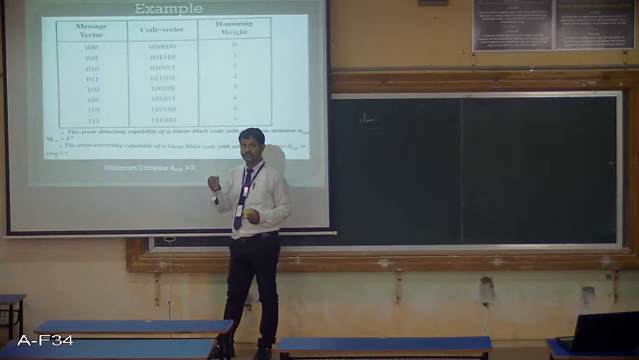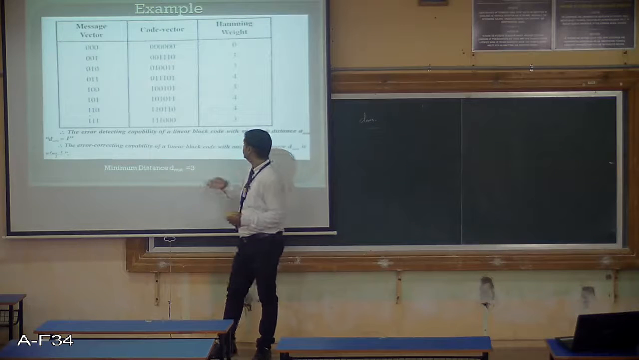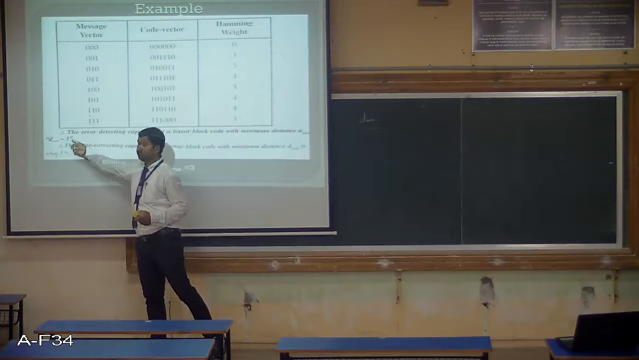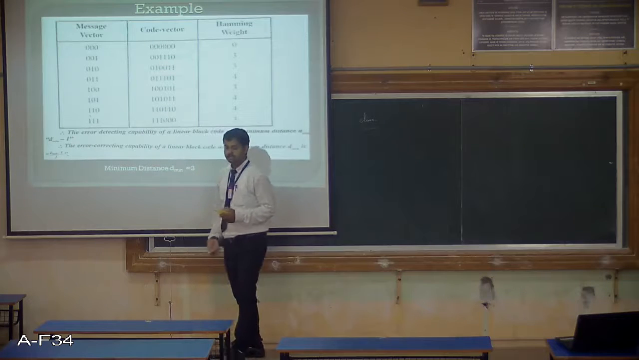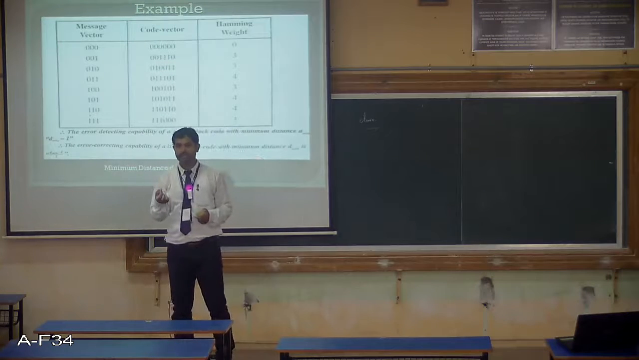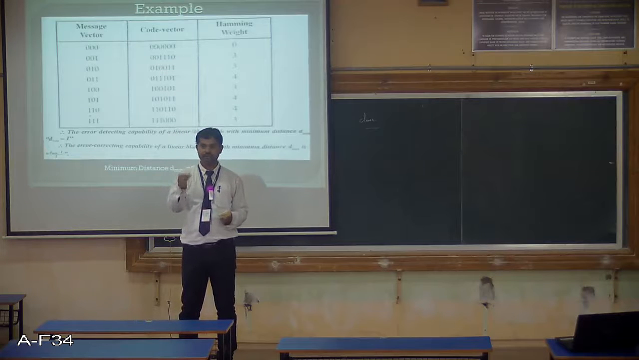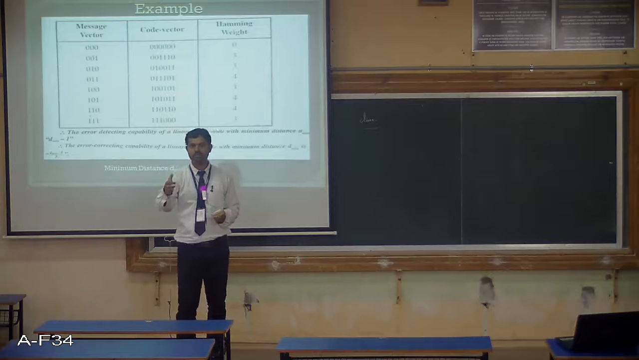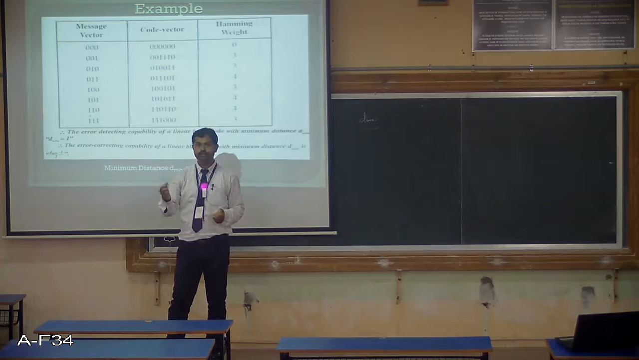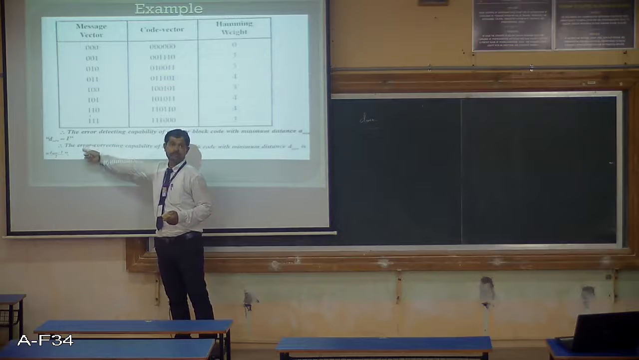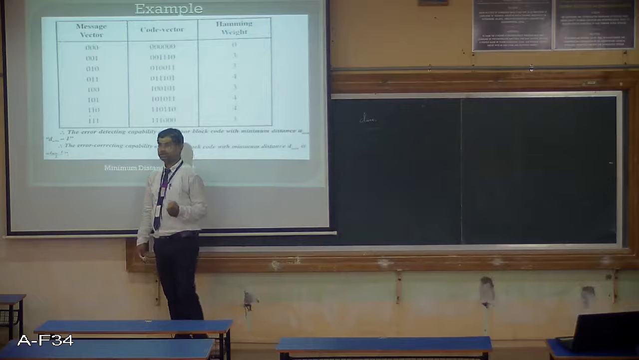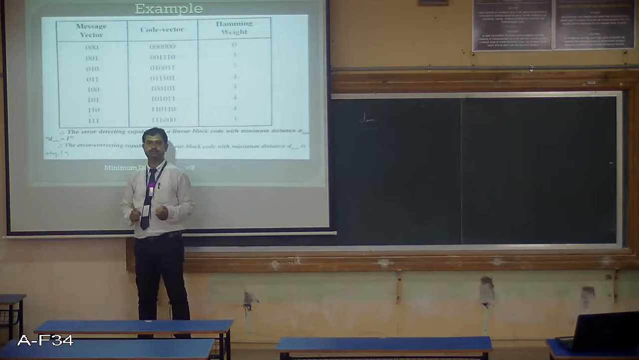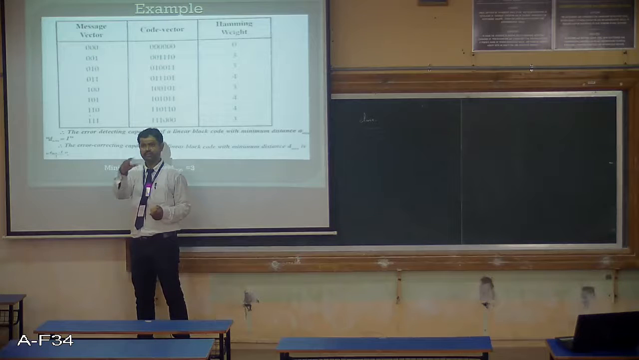The error detecting capability of LBC with the minimum distance D minimum is equal to what? D minimum minus 1. Whether that particular generated LBC is capable of detecting the error or not, how will you come to know? Whether that particular code is powerful or not, how will you know? It is based on minimum distance. So the error detecting capability is D minimum minus 1. That must be equal to a certain value, will tell that.